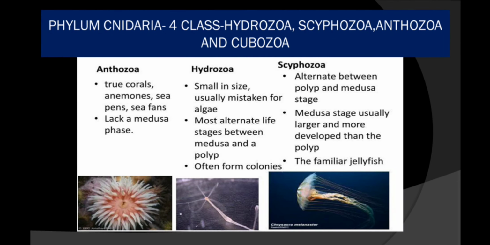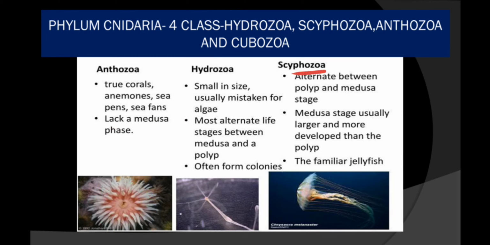Now phylum Cnidaria is divided into 4 classes. Main 3 classes are there. Cubozoa is not that important, and here box jellies are there. But Anthozoa, Hydrozoa and Scyphozoa are the 3 main classes of the phylum Cnidaria. In Anthozoa, only the polyp form is there, no medusa. Examples are true corals, sea anemones, sea pens, sea fans. So these are all the members. This class lacks the medusa stage. Only the polyp stage is there.